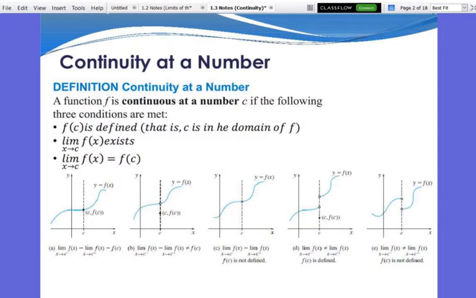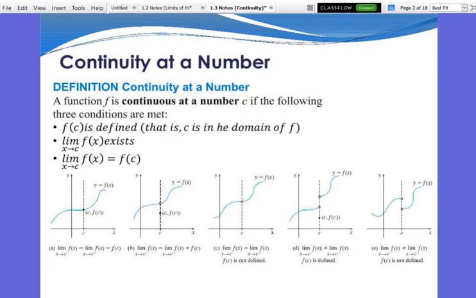All right, continuity definition at a number. A function is continuous at a number C if the following three conditions are met. I would like to highlight these conditions, because these are important right here, even if you already know this.